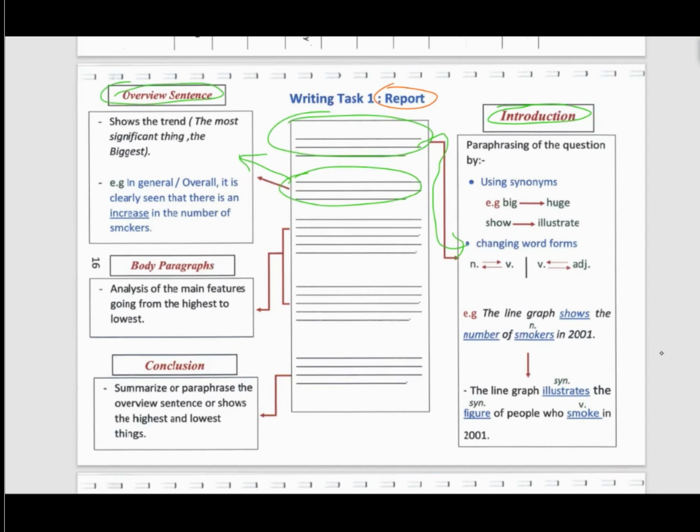So, you can separate the introduction from the overview sentence, or you can put them together as one paragraph. It's all the same, to separate or to combine them. So there is an introduction paragraph, which is one sentence. There is an overview paragraph, which is one sentence. Then these are the body paragraphs. It can be 1, 2, or 3 body paragraphs, up to you. Then the last one is the conclusion paragraph.